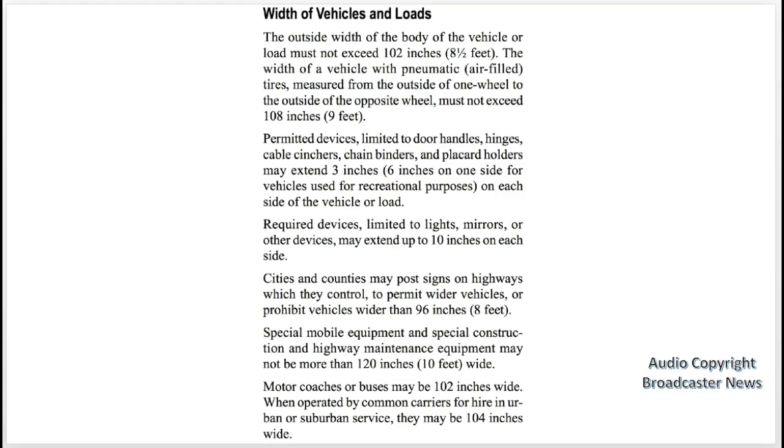Special mobile equipment and special construction and highway maintenance equipment may not be more than 120 inches, or 10 feet, wide. Motor coaches or buses may be 102 inches wide when operated by common carriers for hire in urban or suburban service. They may be 104 inches wide.